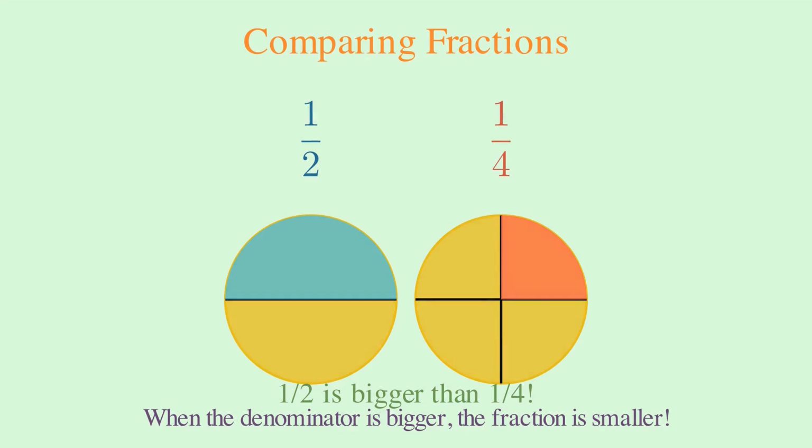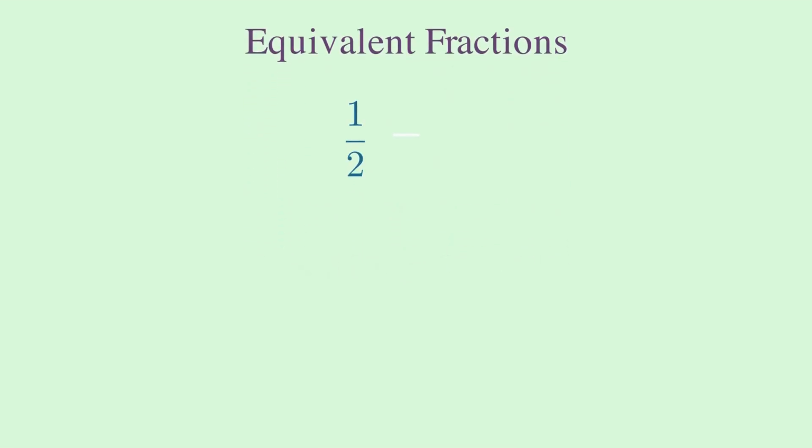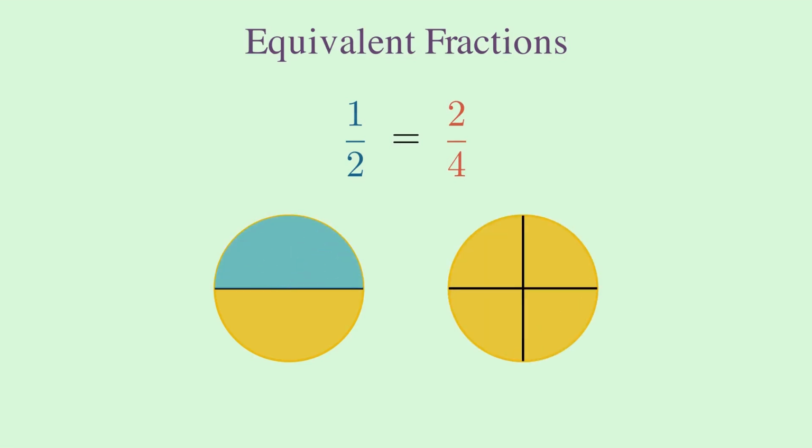Sometimes, fractions look different but mean the same thing. These are called equivalent fractions. Let's take 1/2 again. If we cut each half into 2 smaller pieces, we now have 2/4. But wait, we still have half of the pizza. We just made more slices. So, 1/2 equals 2/4. That's an equivalent fraction.